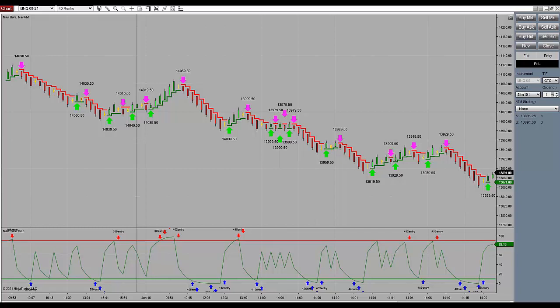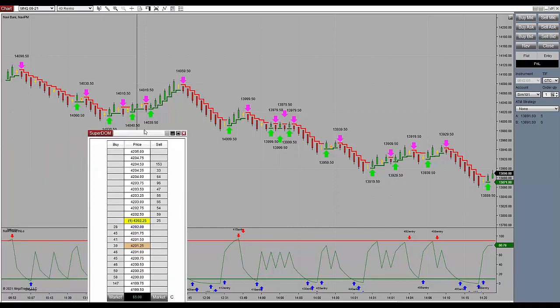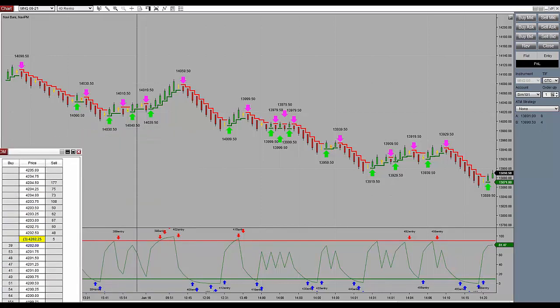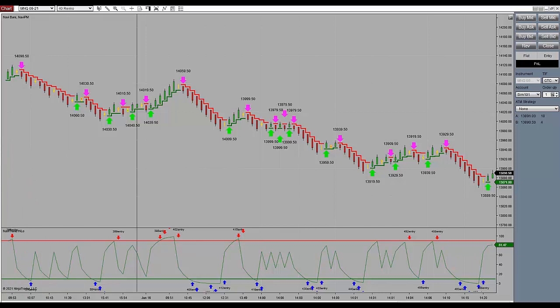All right, so here we're moving up. All right, so here's a live trade long. You want to take profits, just click sell. Okay, there's a couple of live trades there.